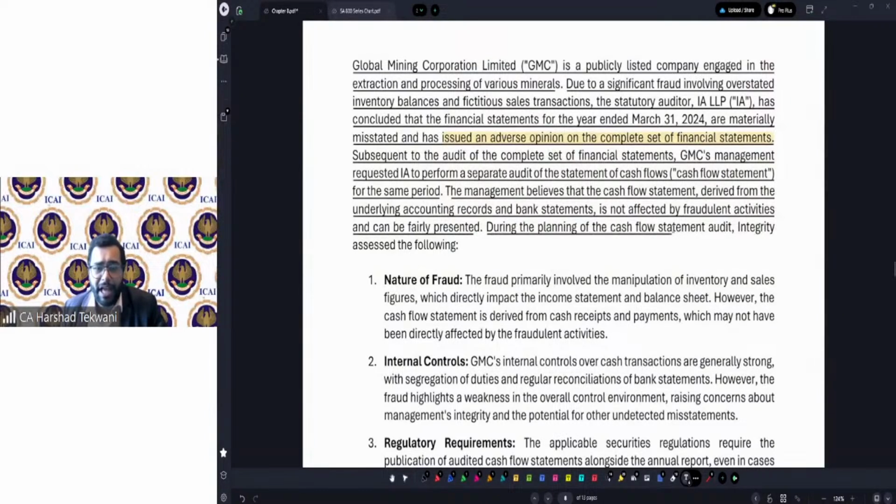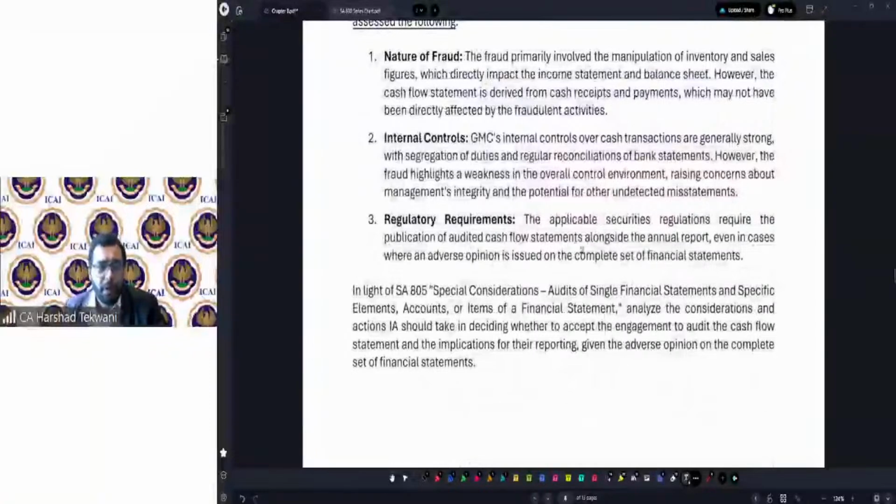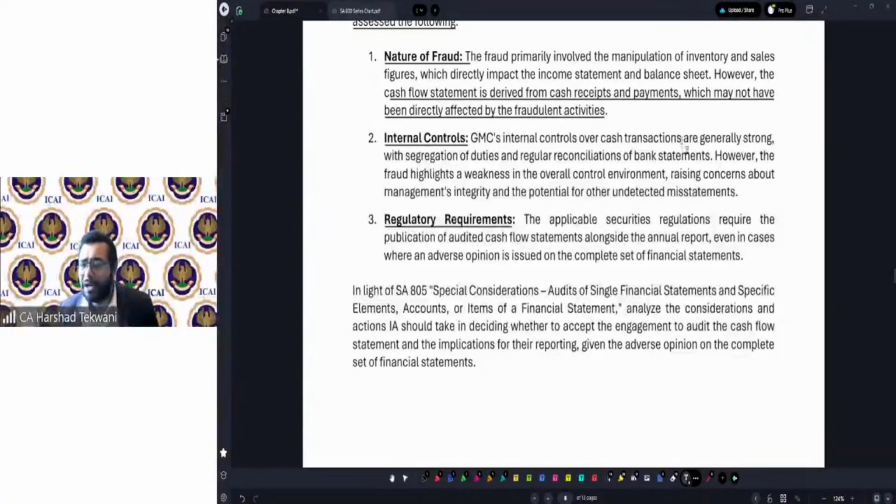During the planning of the cash flow statement audit, IALLP assessed the following: the nature of fraud, internal controls around the fraud, and regulatory requirements in this scenario. The cash flow statement is derived from cash receipts and payments, which may not have been directly affected by the fraudulent activities.